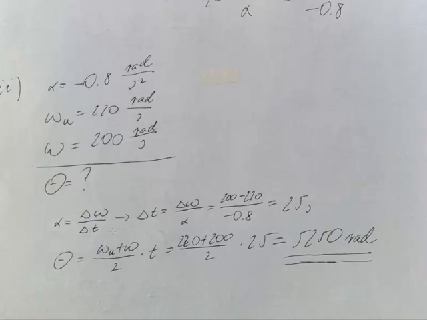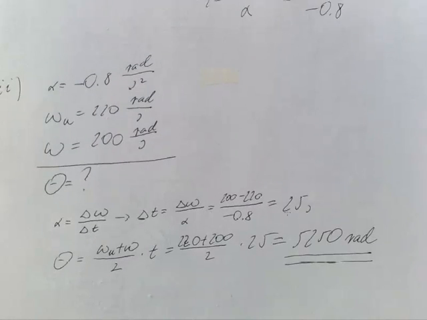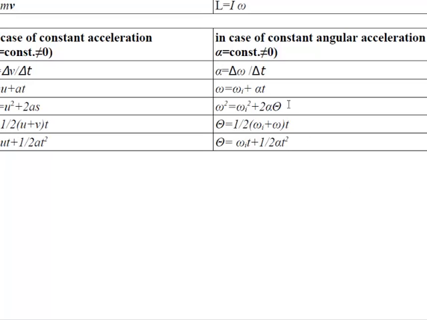First, we'll calculate time as before. It's 25 seconds, and after we'll apply this formula. Angle is equal to average angular speed times time, and after substitution we get the solution. I suggest a second solution. You can use this formula.